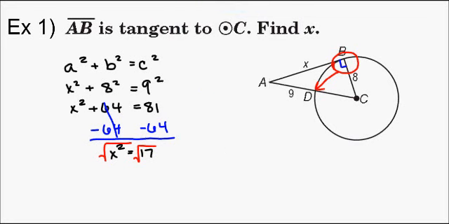I actually know that 17 is a prime number. If you didn't know that, you could try to divide it all day by 2, 3, 4, 5. It's not going to work. So we're just going to leave this as x is the square root of 17. Okay, so when you can't break it down, leave it like this.